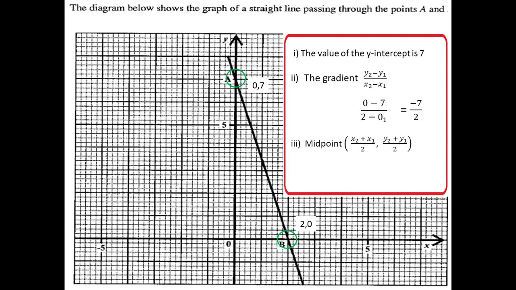That's our gradient. And then the midpoint now, adding the x coordinates dividing by 2, adding the y coordinates dividing by 2. So 0 plus 2, divided by 2, and 0 plus 7 divided by 2. So it's 1 and 3.5. That's our midpoint. And those are the 3 basic questions they're asking about this line. All right. That's our midpoint.